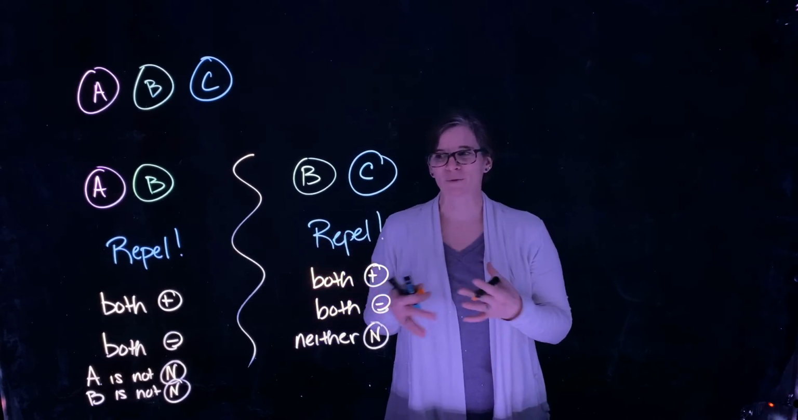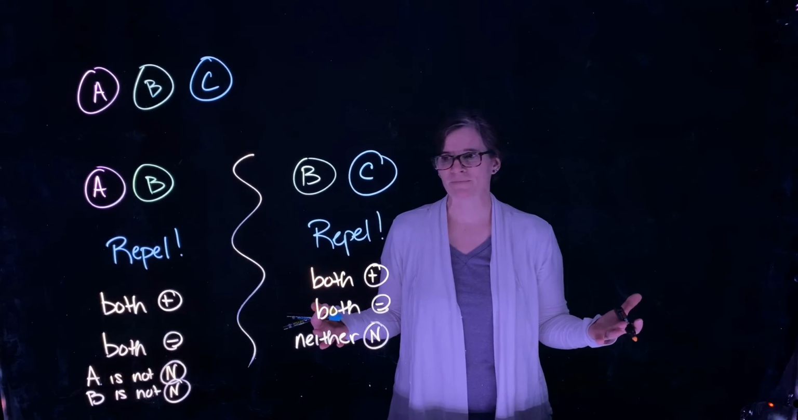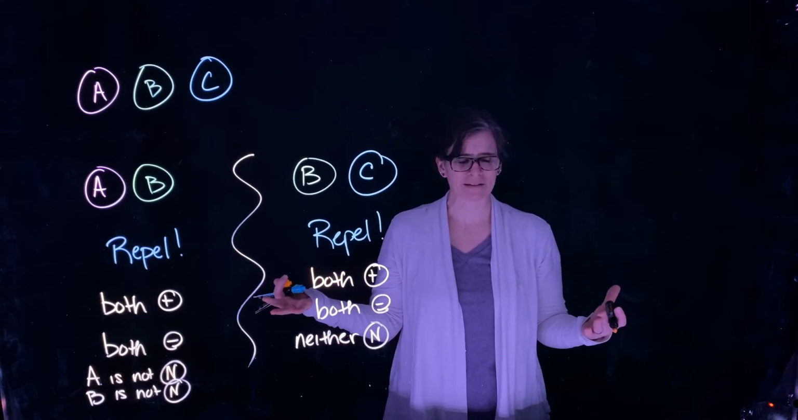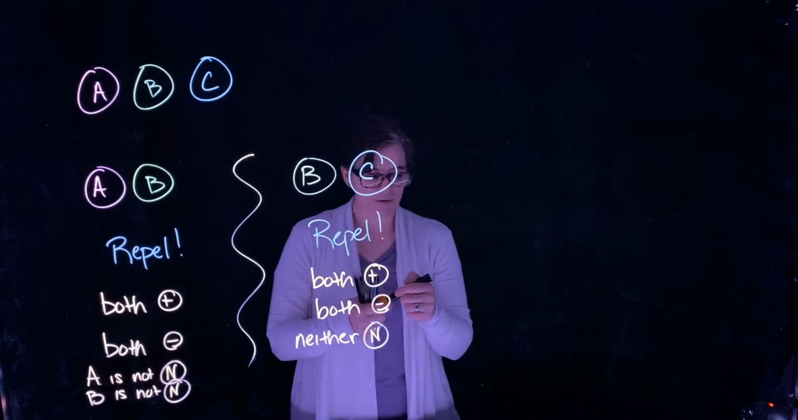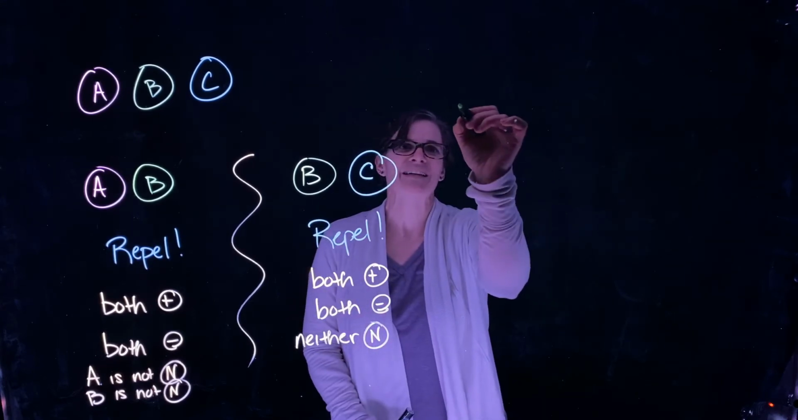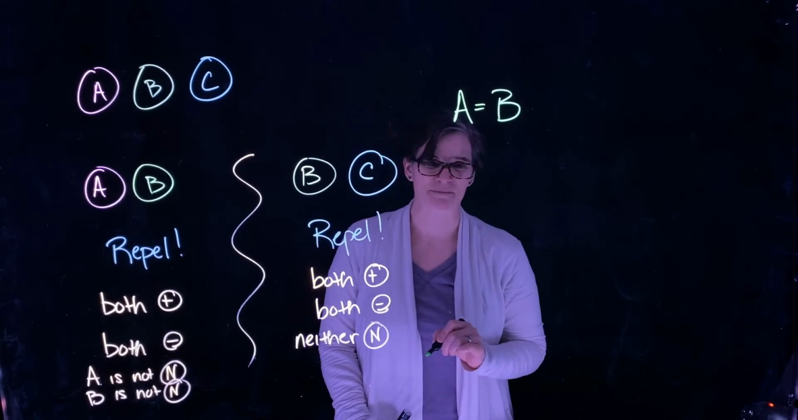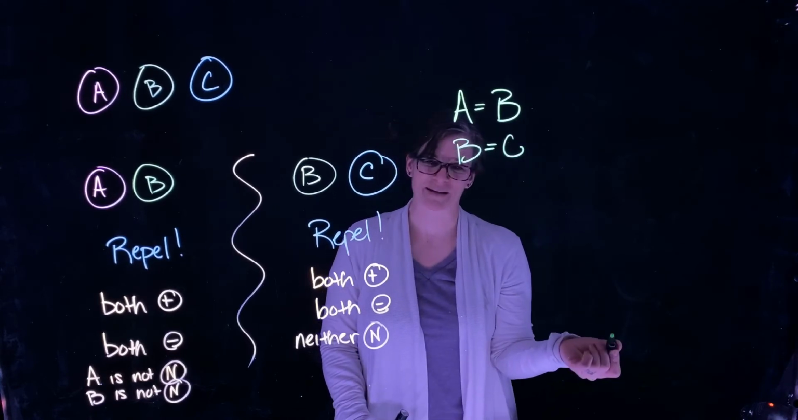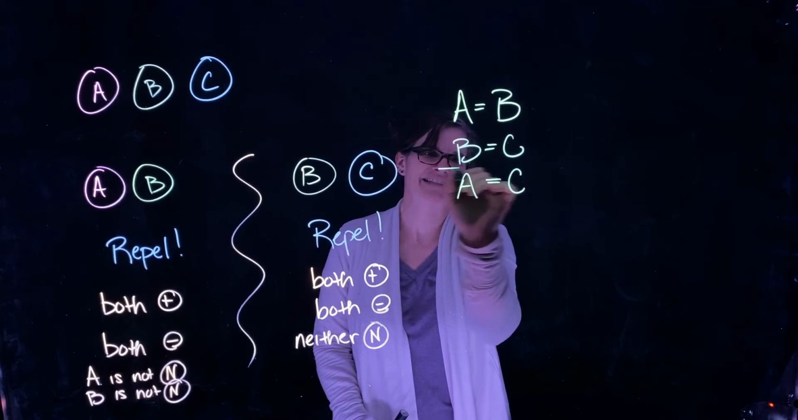So now we're left with the question: what can we say about these three particles? What charges do they have? We can't say whether they're negative or positive, but we can say that all three are the same. How do we know that? If A equals B, those two are the same charge, and B equals C, those two are the same charge, then A has to equal C.